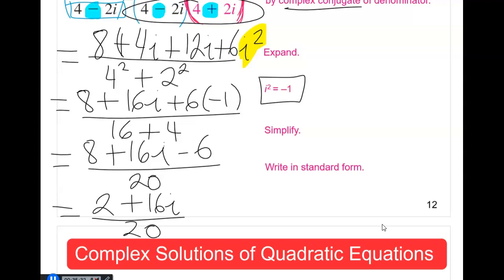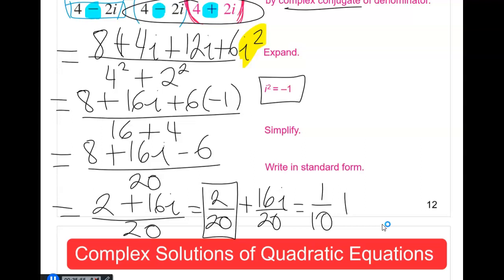Now, that is the correct answer, but not in standard form. So we need to split the fraction, so the 20 divides the real part, but also the imaginary part. And we could simplify each fraction. So the real part we can divide by 2, top and bottom, so we will get 1 over 10. And then for the imaginary part, we can also divide, let's divide by 4. 16 divided by 4 is 4. So 4i over 20 divided by 4 is 5.